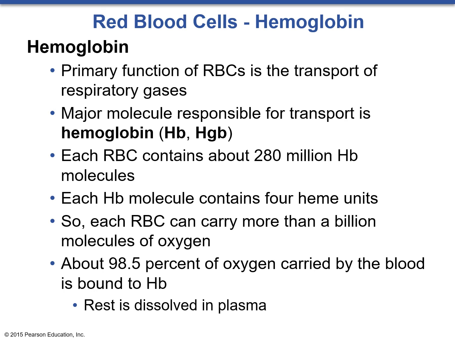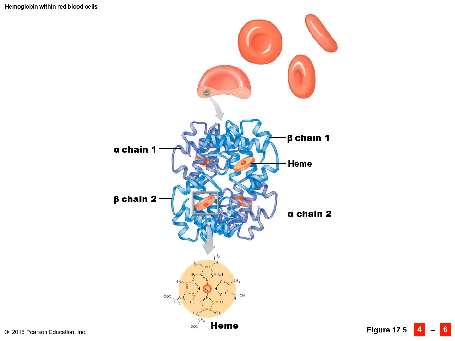So this means that each red blood cell can carry more than 1 billion molecules of oxygen. So this is a rapid rate of oxygen exchange, and this is a highly efficient mechanism for carrying oxygen. About 98% of oxygen carried by the blood is bound to hemoglobin. The other 2% or so is dissolved in plasma.